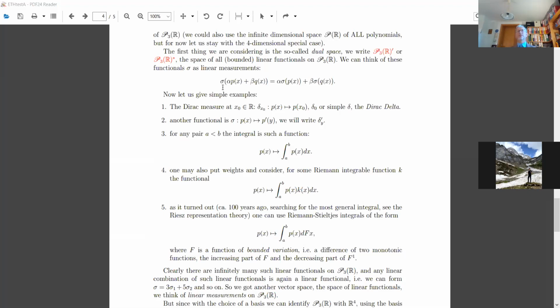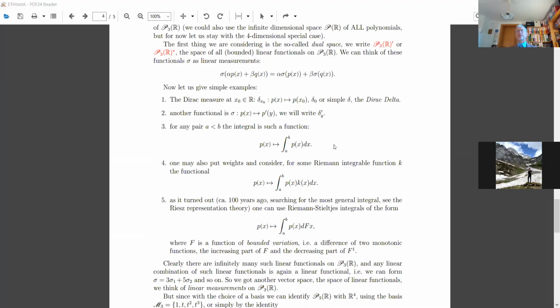So if you take sigma 1 and sigma 2, you can easily check that the sum, or 3 times sigma 1 plus 5 times sigma 2, any linear combination of these things is again a linear functional. So you get a huge collection of elementary building blocks that you can build more things from.